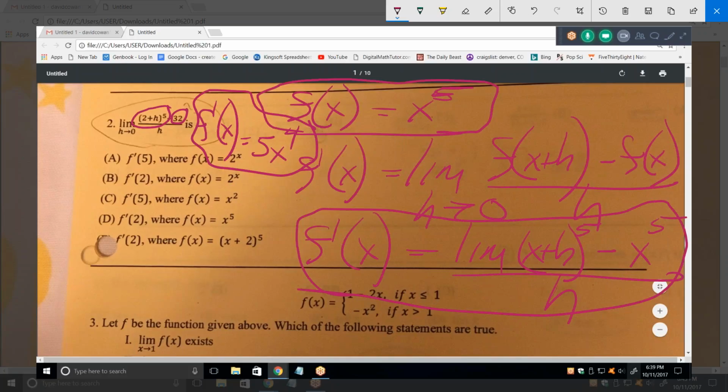Well, we have to first of all analyze everything. In other words, we're trying to pick one of these choices that's correct. Well, that clearly is not correct because f of x is not 2 to the x. F of x is x to the 5th. Now the question is, f prime of 2 is what they're talking about here. In other words, they made x equal 2.